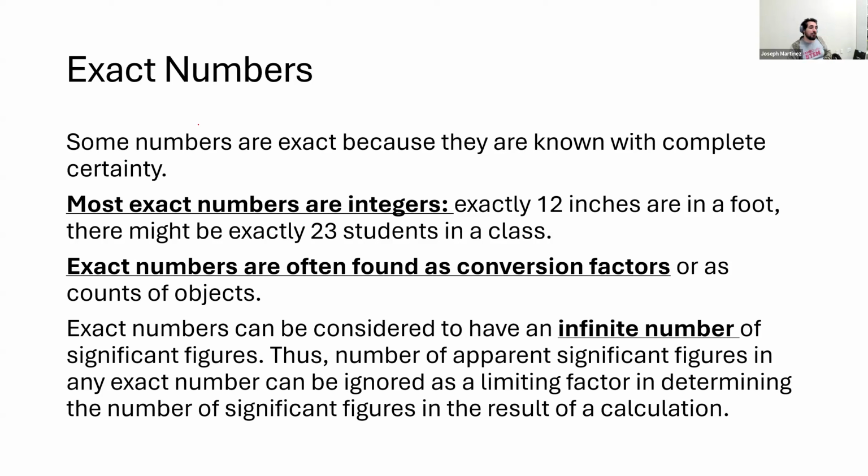Other exact numbers are conversion factors, so your 12 inches to foot, or 4 quarts to gallon, or whatever unit conversion you have. Those are known to be exact. They are not limiting your calculations. Other things that are considered to be exact are physical constants, like the gravitational constant, which you'll hear about soon enough in class. The gravitational constant is an exact number. It does not limit the number of significant figures that result from a calculation.